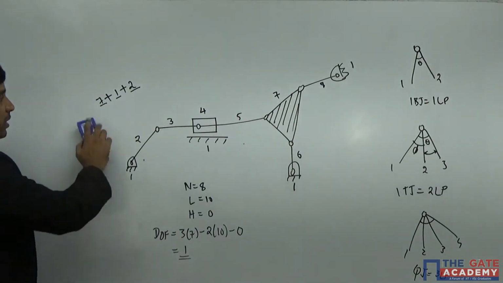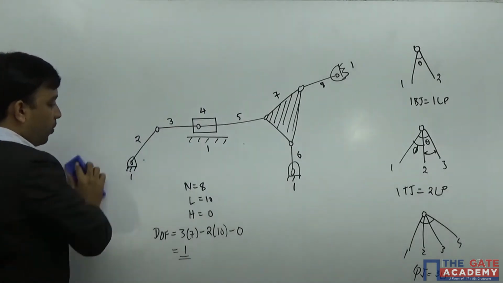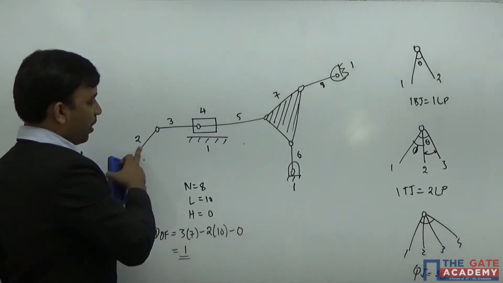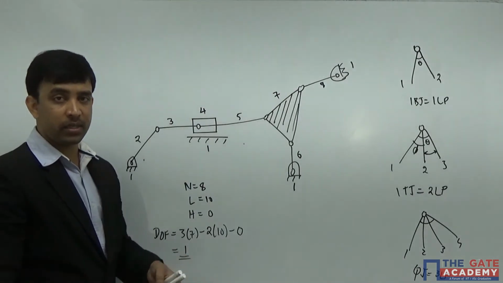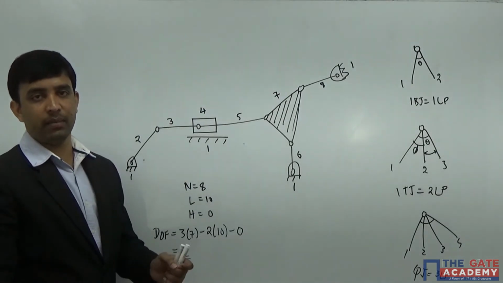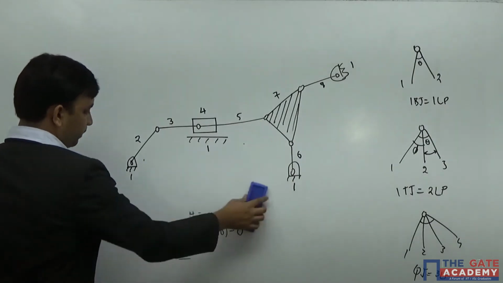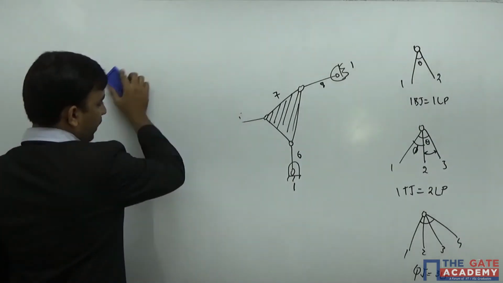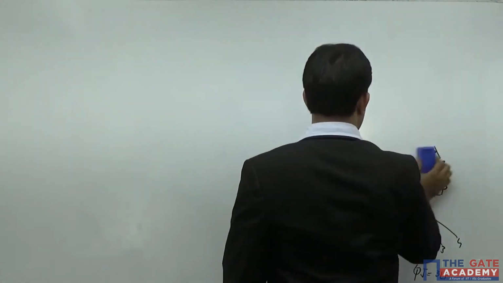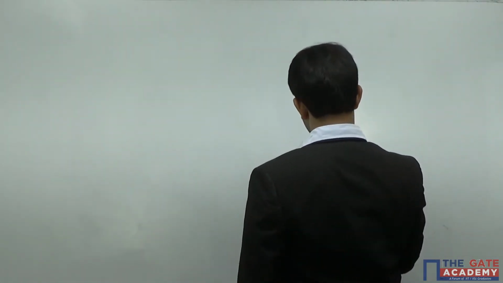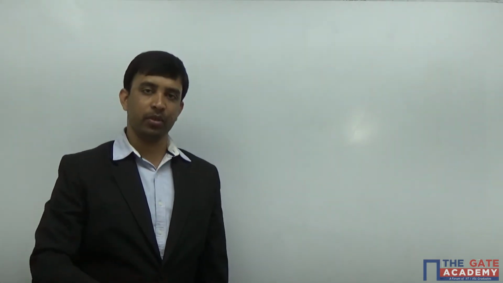So whenever a mechanism is given to you, first identify how many binary joints are there inside the mechanism, how many ternary joints are there, and how many quaternary joints are there. It's very, very important. As soon as the mechanism is given for calculating degrees of freedom, first look at the mechanism. Are there any binary joints? How many binary joints are there? How many ternary joints? How many quaternary joints? This is the first step you need to do.